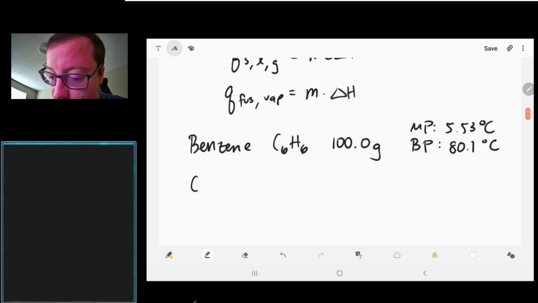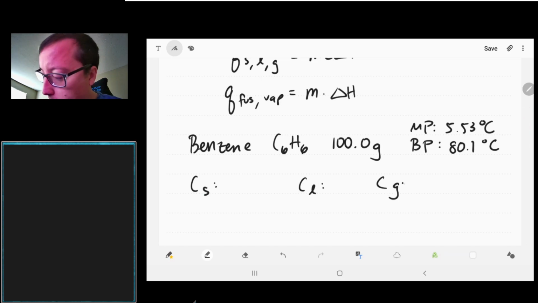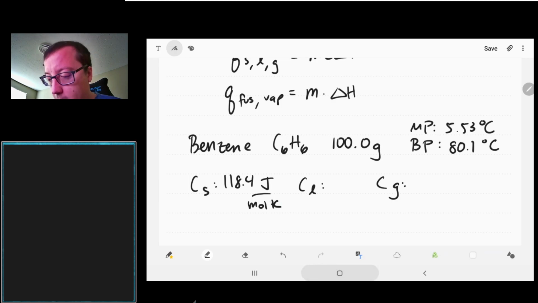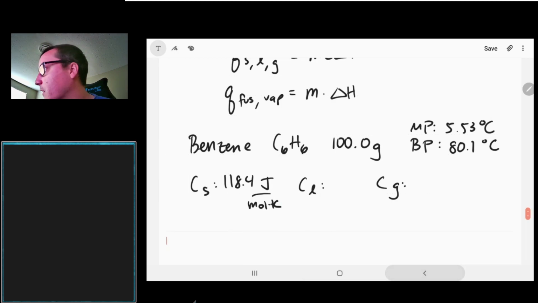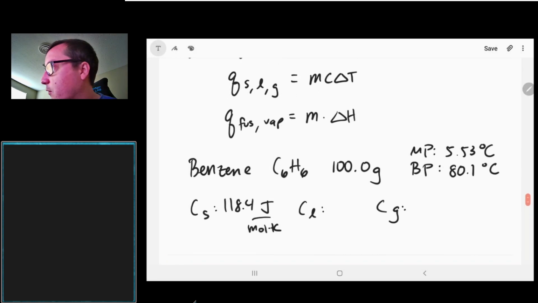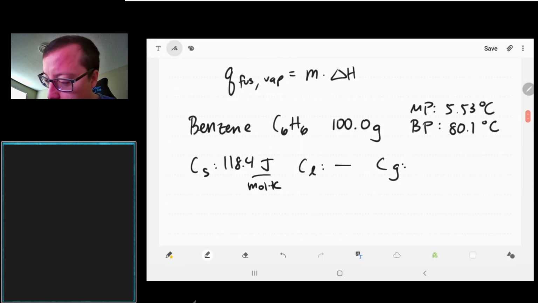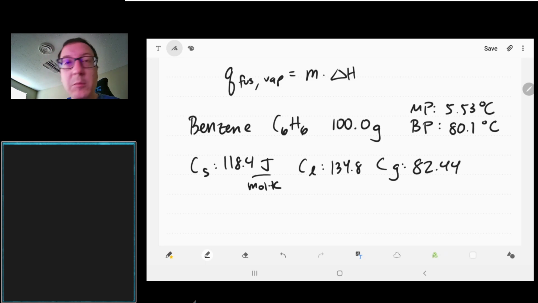All right, here's a bunch of constants for us. The specific heat for liquids or solids is 118.4. These are all going to be in joules per mole Kelvin, so I'm not going to put the units for the other ones. We have 134.8, and then for gas, we have 82.44. That's not 82.44, is it? Same units for all of these.